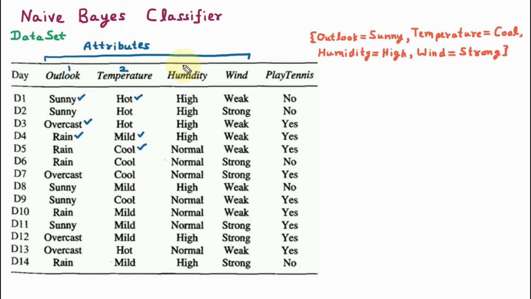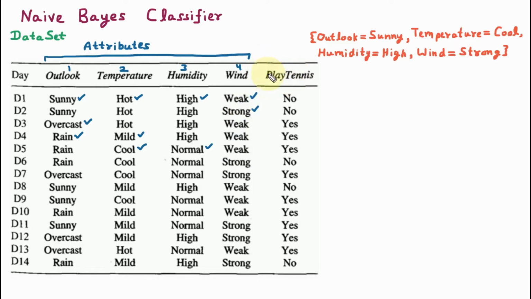The third attribute is humidity, which can be high or normal. So these are 2 possibilities. The fourth attribute is wind, which can be weak or strong. So these are 2 possibilities.